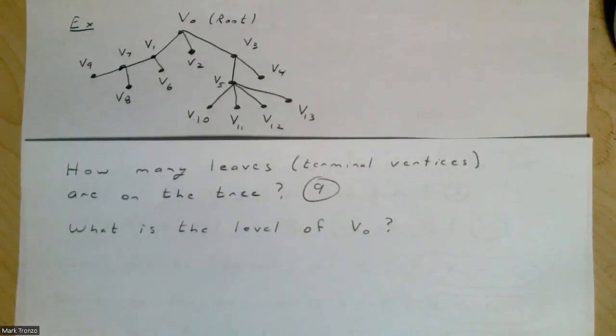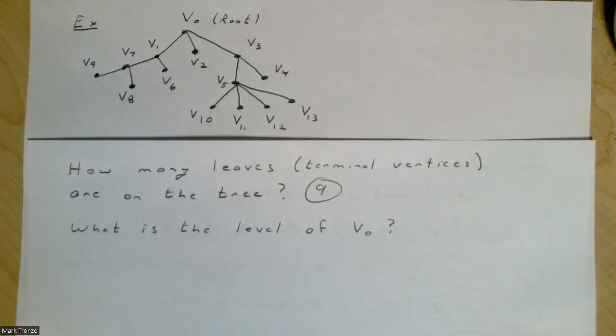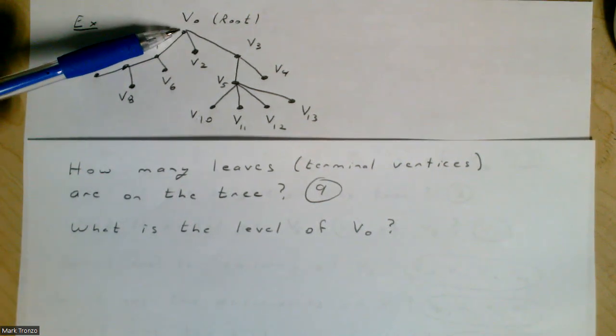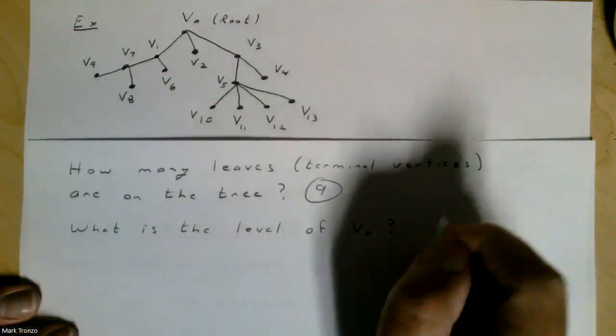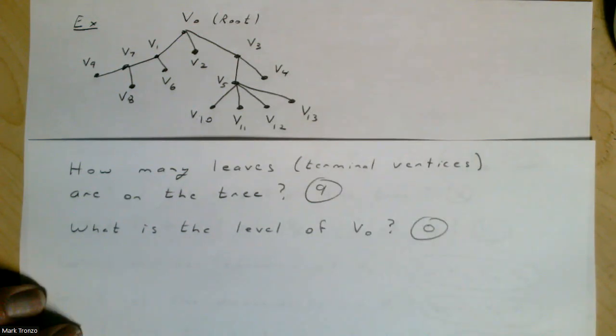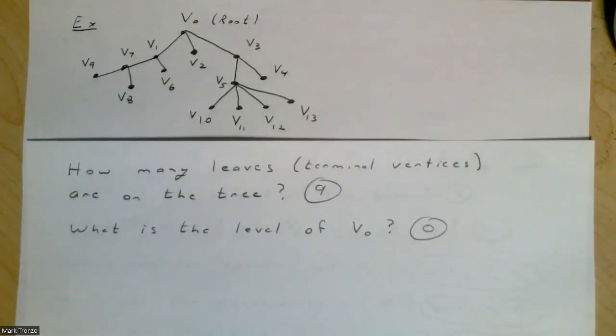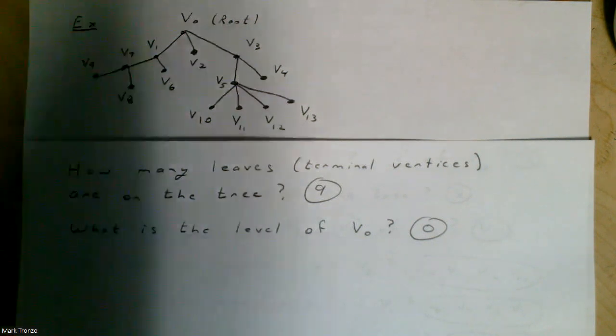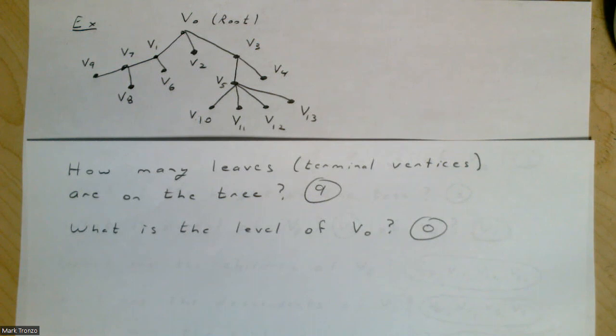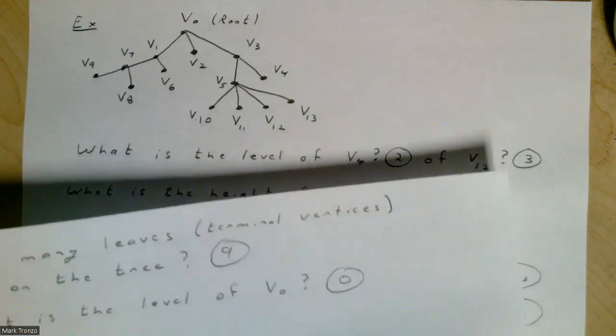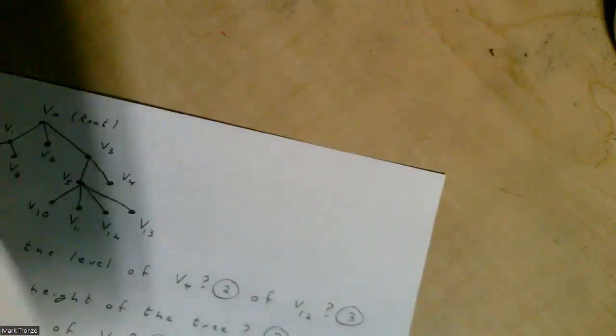And finally, what is the level of V0? So remember, the level is the number of edges to go from the root, which is V0, to V0. Of course, there's none, right? Because V0 is the root. So those are some questions to kind of help us understand the definitions. So let's carry on with just a couple more things.